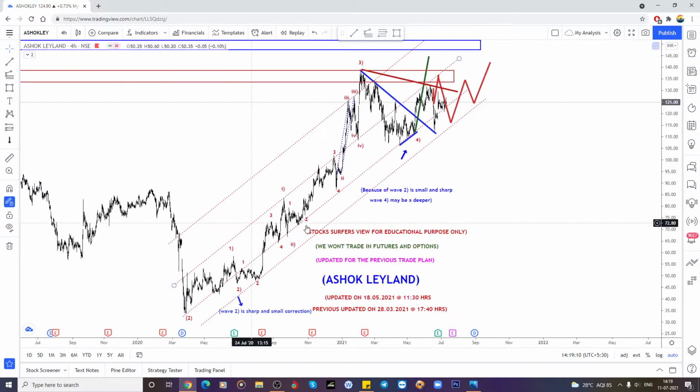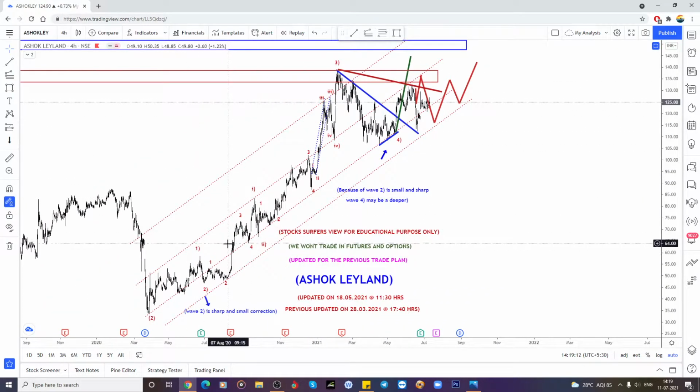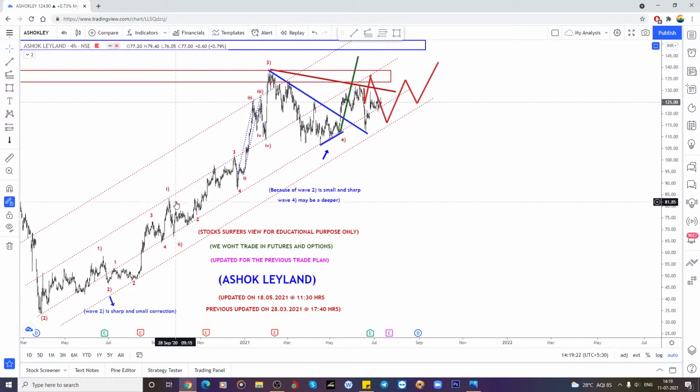zone. What I did previously here is as per this 1, 2. So 1, 2 and this is the 3rd, 4th and 5th. So this could be 1, 2, 3. See here, this is wave 1, this is wave 2, this is wave 3, 4 and 5. For this wave 1, this is wave 2 and this is wave 3.